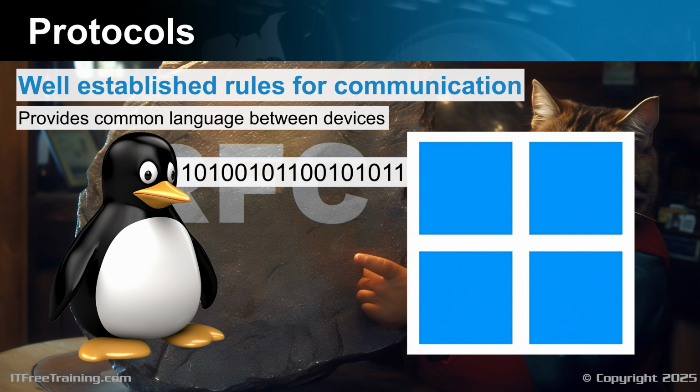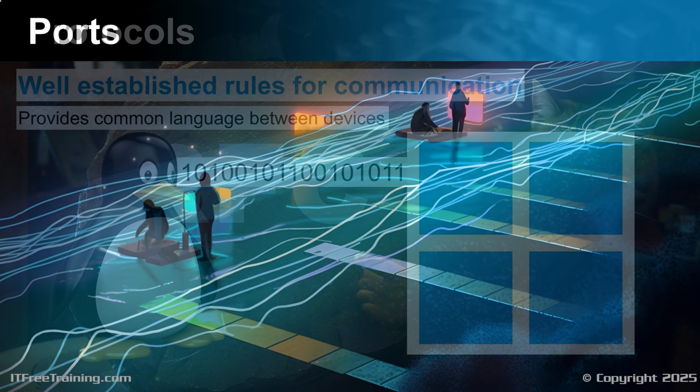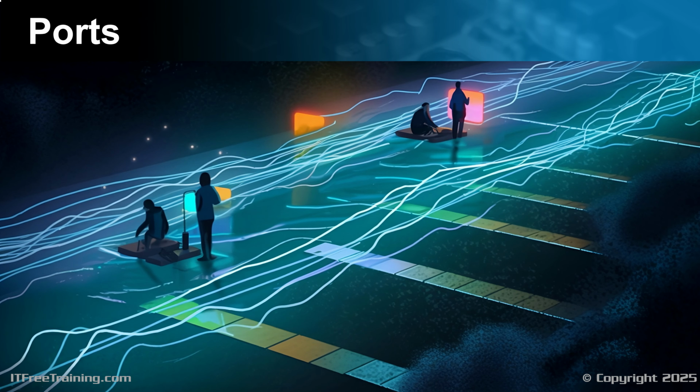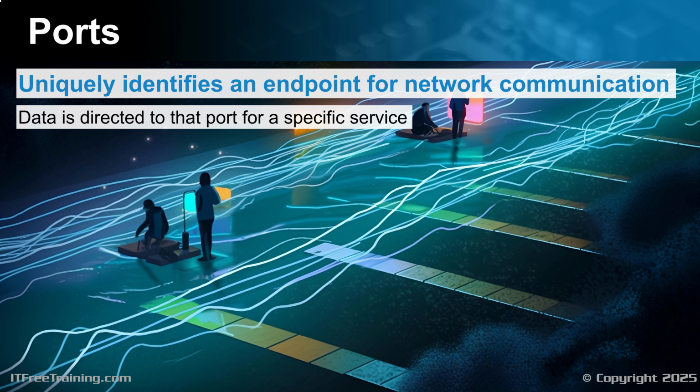Protocols provide the communication to occur, but this communication needs to be separated so that different devices can communicate over the same network. Ports are what allow data channels to be created using the same IP address. A port uniquely identifies an endpoint for network communication. Data is directed to a particular port for a specific service.